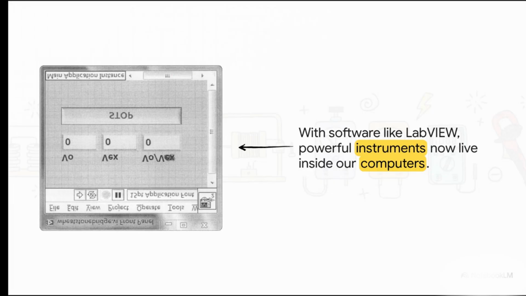And this is what that looks like in practice. This is a front panel from a program called LabVIEW. All those knobs and dials and graphs, none of that is physical hardware. It exists only on the screen. It's a completely user-defined instrument that lives inside the computer, ready to be reconfigured for a million different tasks.